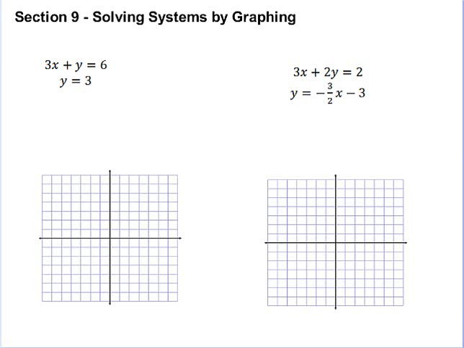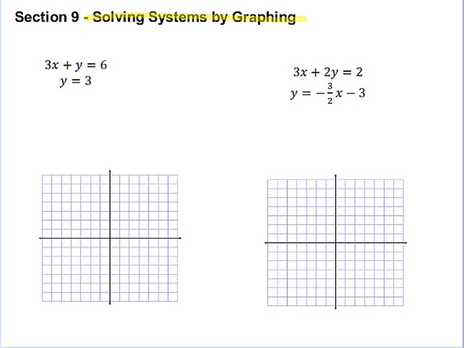Welcome to Algebra 2. This is our unit on graphing functions, and today we are going to be talking about solving systems of equations by graphing. Okay? So we solved systems of equations algebraically by doing elimination or substitution during the first unit. Today we will be graphing.